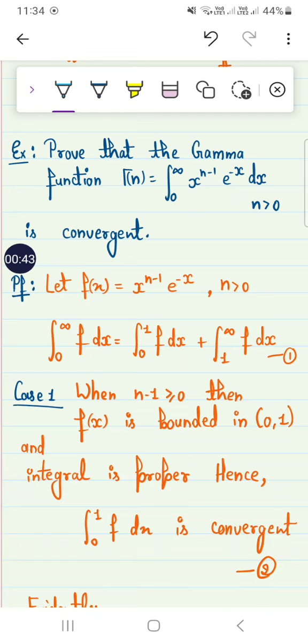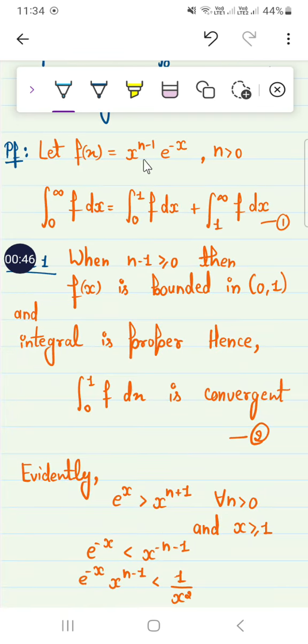When we have a product of this type of function, if there is a polynomial and log x or e to the power x, then firstly we take the x to the power n minus 1. When it is positive or negative, the convergence of the integral depends on this index. Now if n minus 1 is greater than or equal to 0, then f(x) is bounded in the interval and the integral is proper. Hence this integral is convergent because the function is bounded and proper.